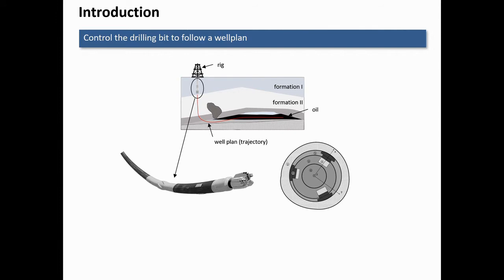The drilling bit, in this case, is a bit which can be controlled by actuating so-called ribs. They are basically pistons that can push against the rock formation, and by bending the bit we can steer the bit in different directions and make it follow a well plan.